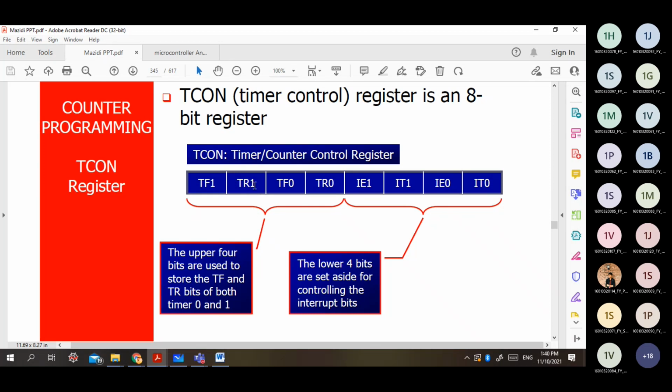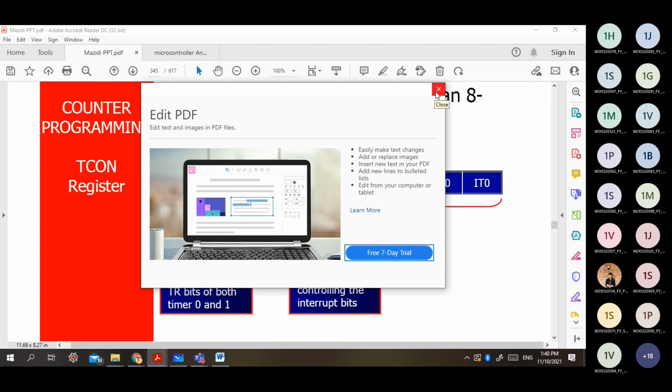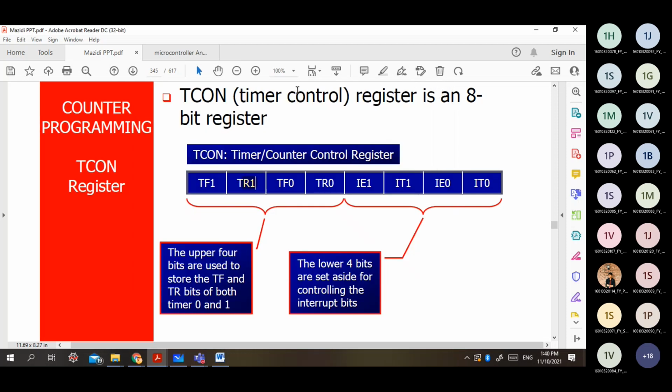ठीक है, इसको एडिट करने को नहीं देता क्या मुझे? बस बेटा, I just try to edit करने को देता है क्या? Let me check. ठीक है, so this TR bit, this अरे हाँ हो रहे हैं. I don't know, some problem.